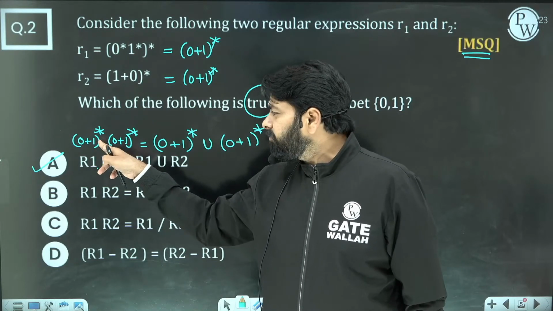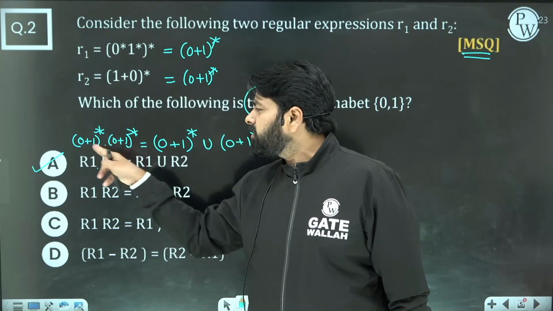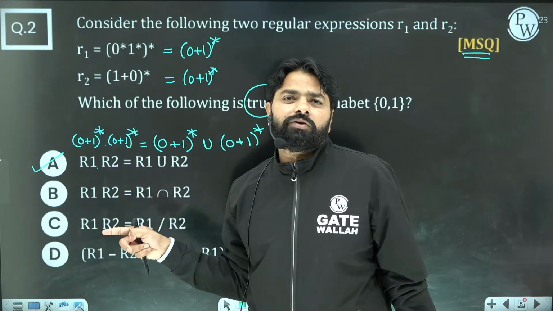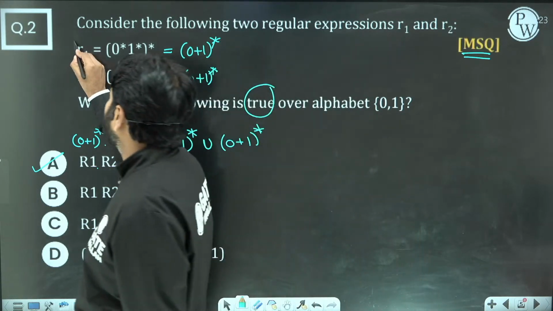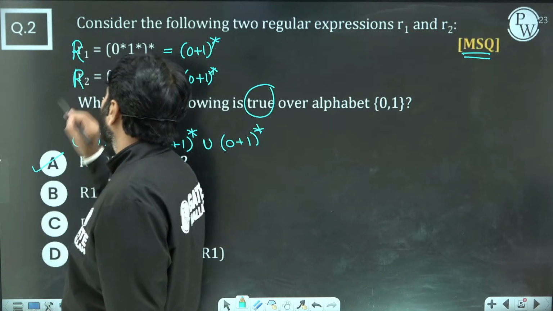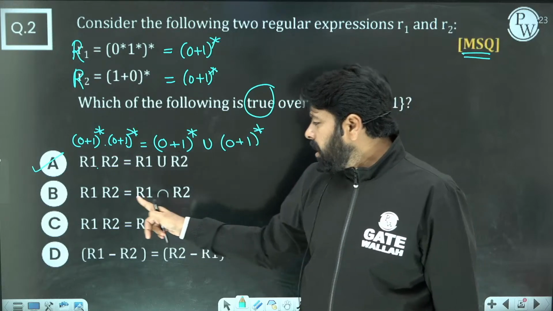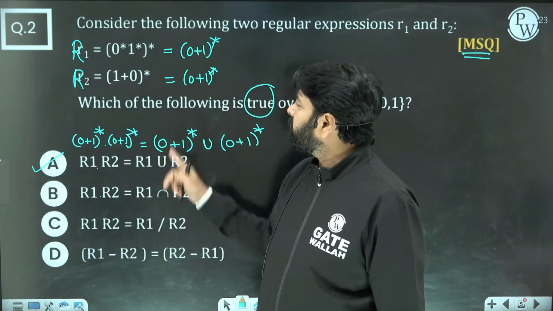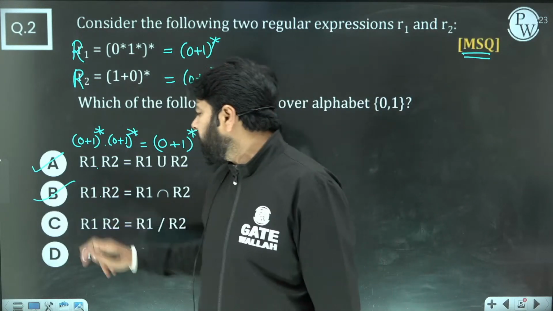But here, because of this (0+1)* dot (0+1)*, you are getting (0+1)* back. But don't say that R1 R2 is equal to R1 union R2 in general. Here R1 and R2 are given. I forgot to make changes here, right? Okay, that's fine. Now the second one, R1 dot R2, we already know it is (0+1)*. Now intersection, (0+1)* intersection (0+1)*, definitely the same, okay?